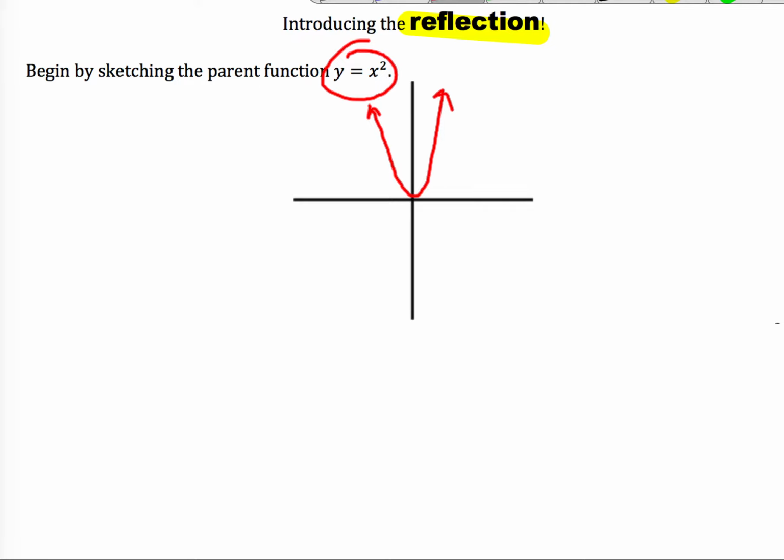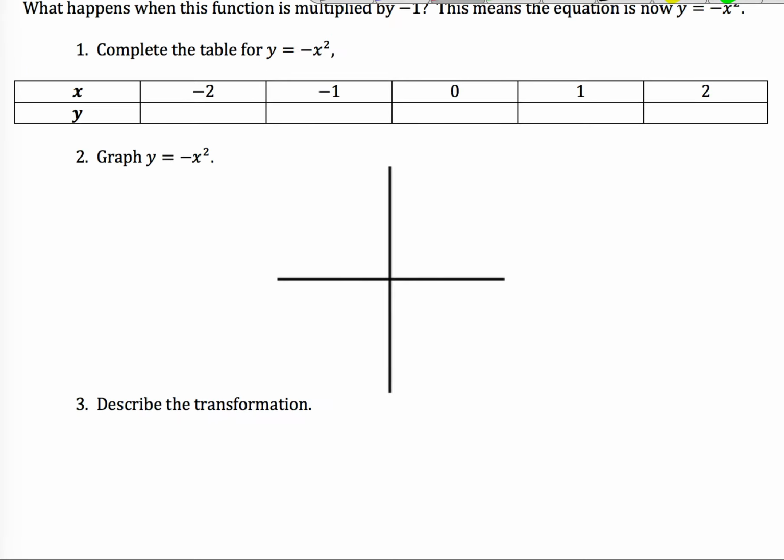And now we're going to do something interesting. We are going to see what happens when we multiply this by a number of 1, or -1 rather. So now our equation is going to be y equals -x squared. So let's complete the table.